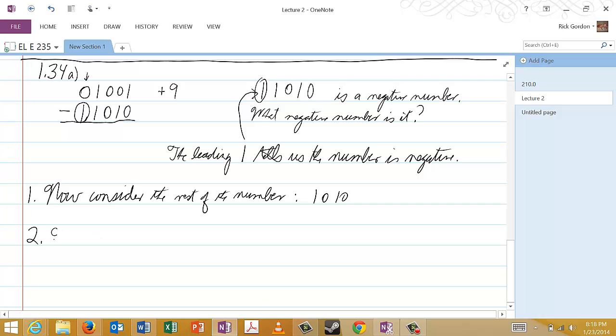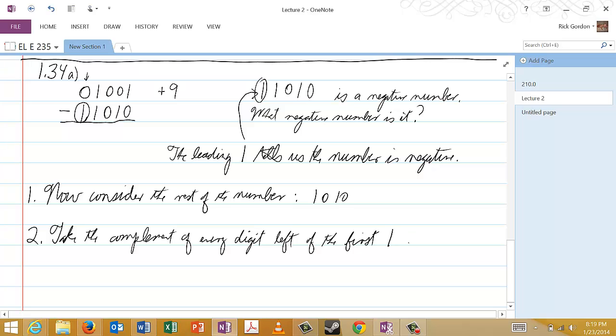Step 2: take the complement of every digit left of the first 1 as you move from right to left.